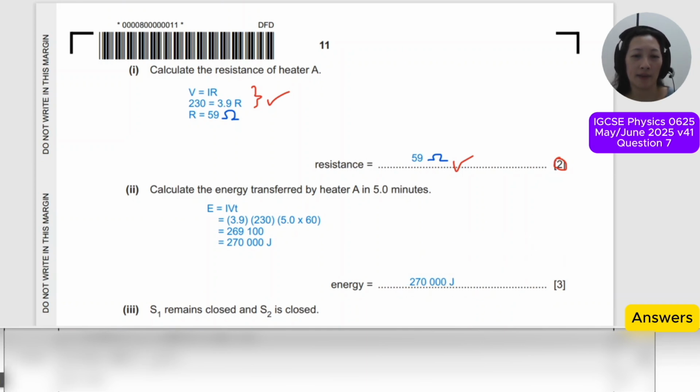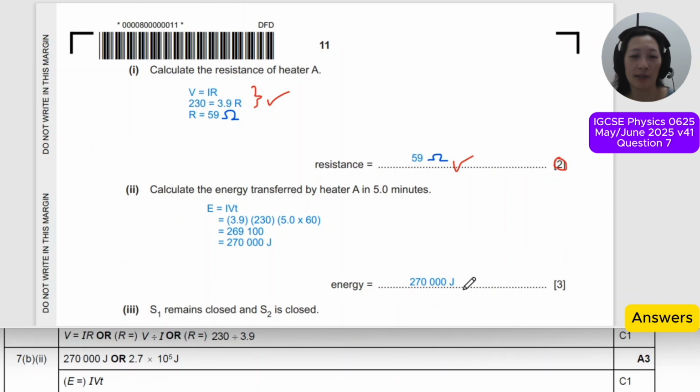Let's check the mark scheme. So yes, the answer is 270,000 joules, or you can write it in standard form. In fact, actually standard form is preferred. Getting the correct answer with the unit would give us 3 marks. But as I mentioned earlier, always write the working out just in case your calculation is incorrect.